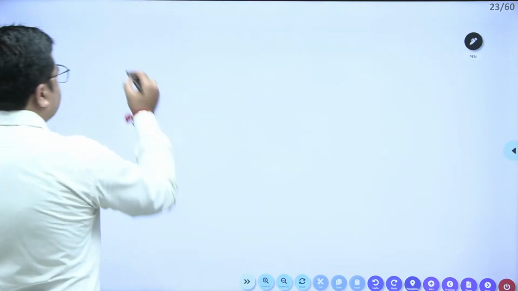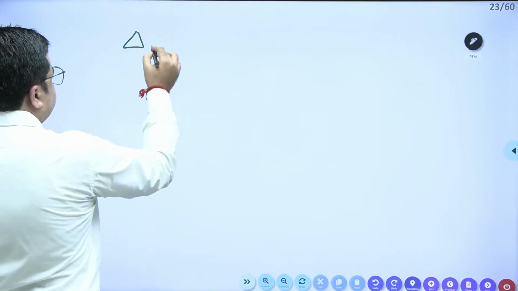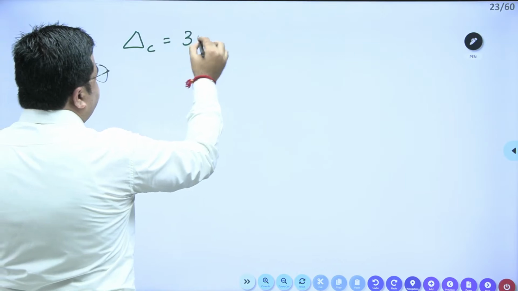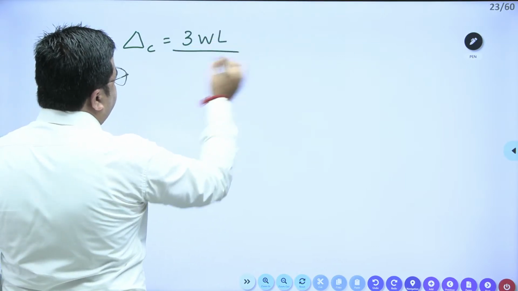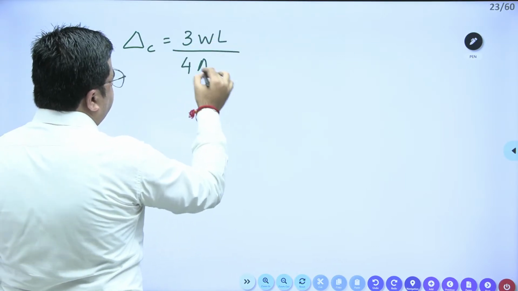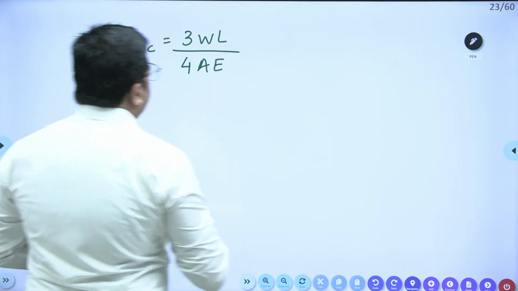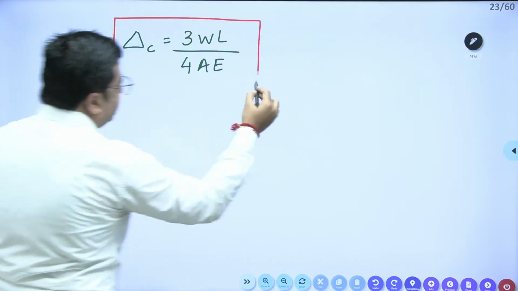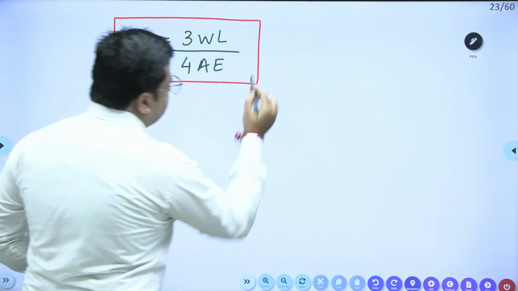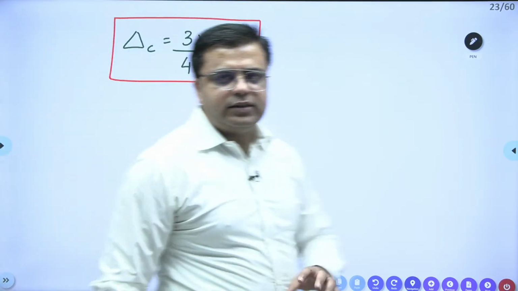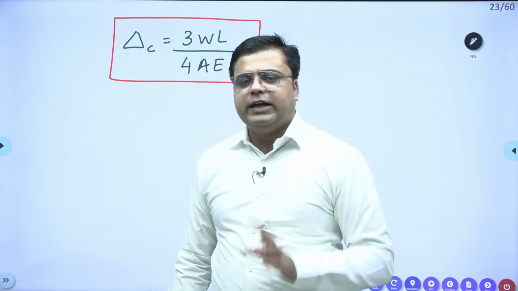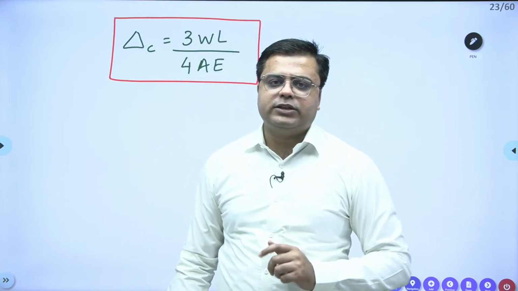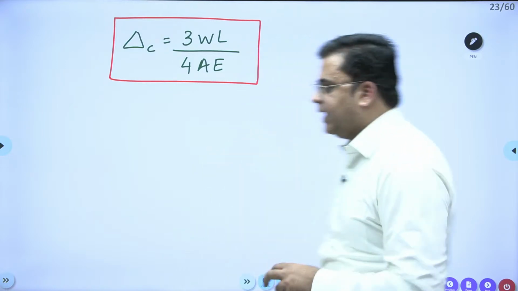So delta C is 3 WL by 4 AE. Since we are getting the positive value, it means that the deflection is occurring in the direction of the load applied, right? So this is how you can calculate the deflection and the rotational deformation of any structure using Castigliano's theorem.